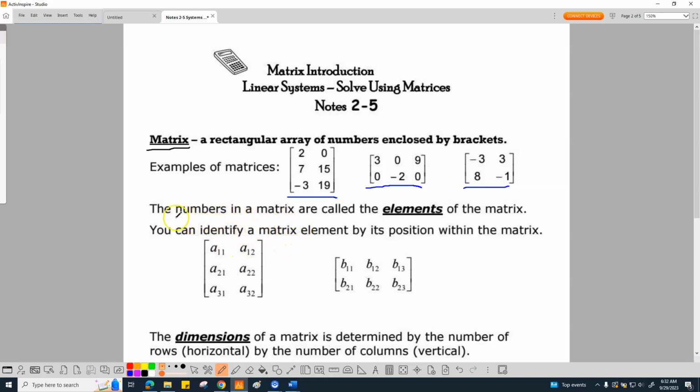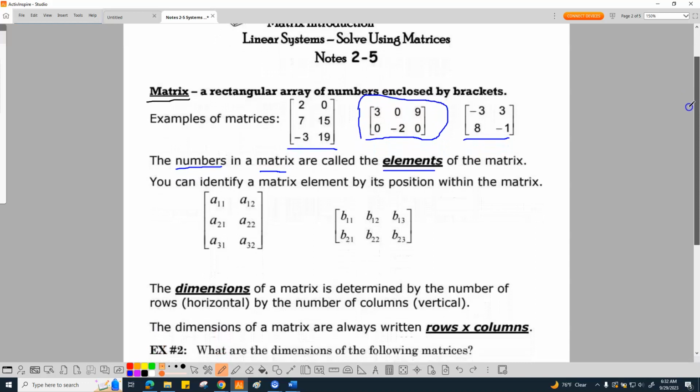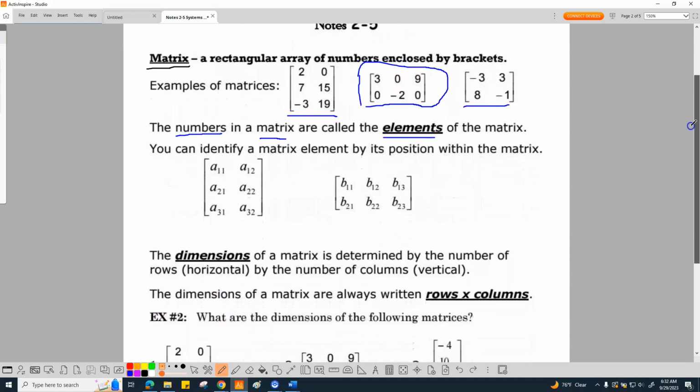So the first things to know, the numbers in a matrix are called the elements. So if I were to take this one right here, I could tell you that 3 is an element in this matrix. I could tell you that -2 is an element in the matrix. The way you identify that is essentially by rows and columns. So to understand what I mean by that, I'm going to go ahead and look at these first right here.